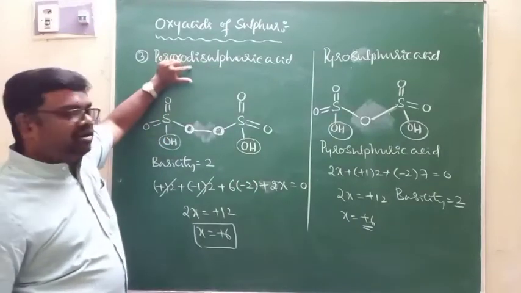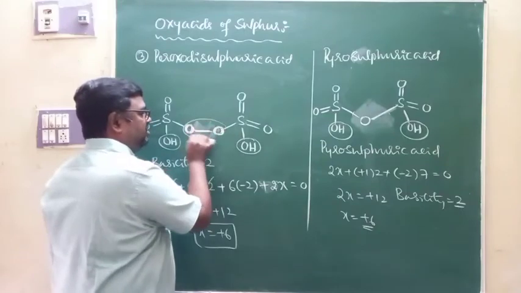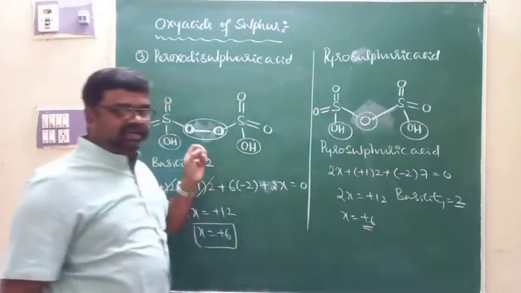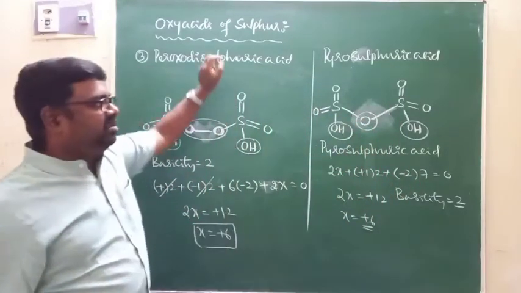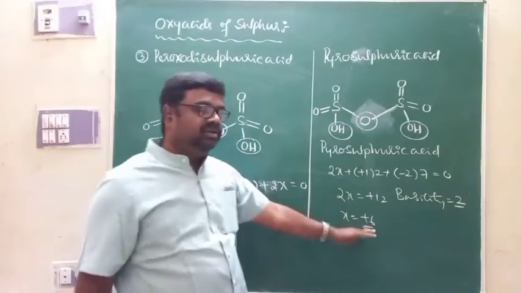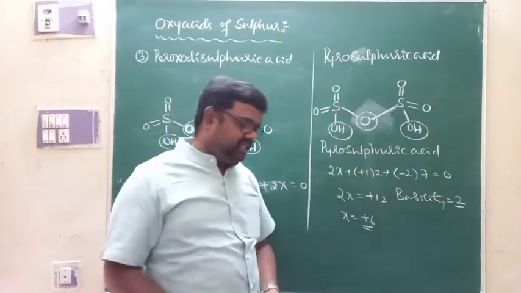This is peroxodisulfuric acid. It is called peroxodisulfuric acid only when there is a peroxide linkage, but here there is no peroxide linkage; two sulfur atoms are linked through oxygen. So this is pyrosulfuric acid and peroxodisulfuric acid, with the respective oxidation states of the central atom and basicities of the acids.